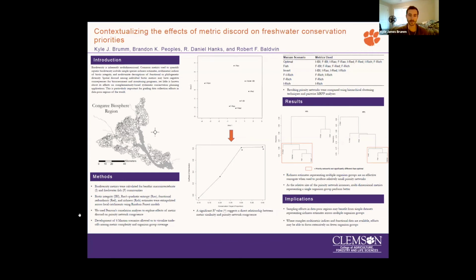We sampled both macroinvertebrate and freshwater fish communities, and we calculated biotic integrity estimates, richness estimates, and then we had this Rao's quadratic entropy, which is basically a proxy for functional diversity, as well as functional redundancy. We've modeled these using random forest regression trees. Basically just using, you know, Jaccard similarity matrices and different Pearson's correlation matrices.